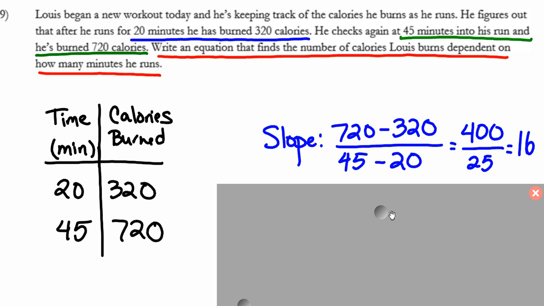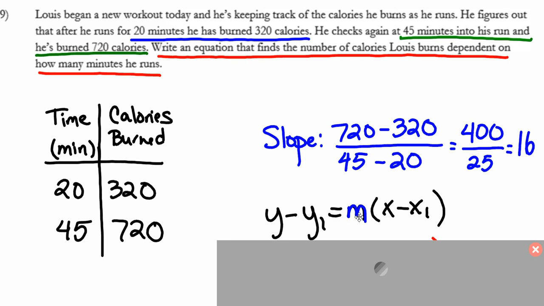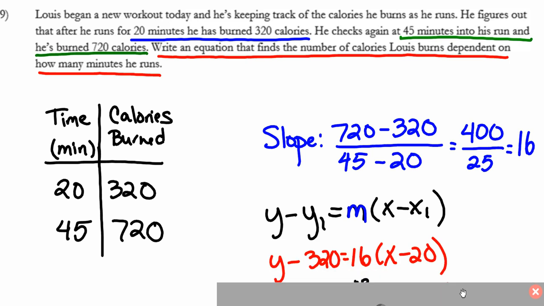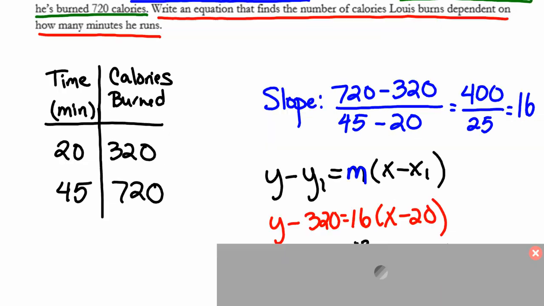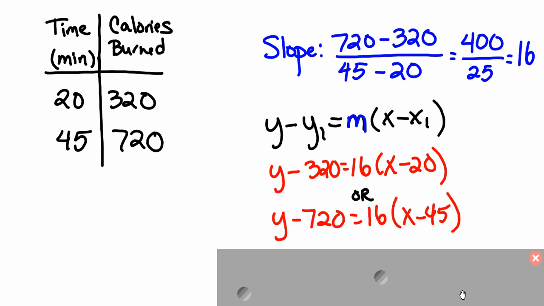I don't know my y-intercept because at time 0, I would need to know that. So it's faster just to put one of these data points into your point-slope format. So our 16 is going to go here, and I could use this point, 20 in for x, 320 for y, and I could write my equation as y minus 320 equals 16 times the quantity x minus 20. I also could have done the same thing with the point (45, 720), and you'd have the resulting equation. Again, the 16 means 16 calories burned every minute he was running.